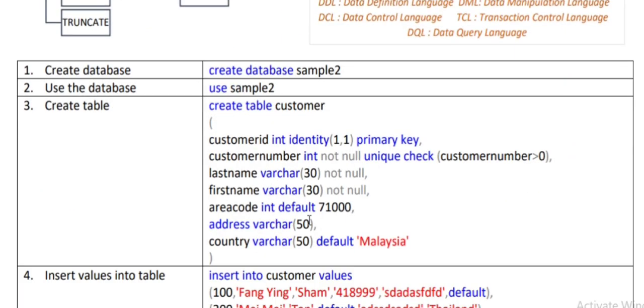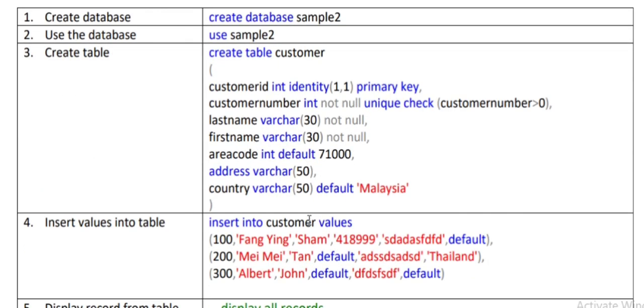DCL, data control language, has grant and revoke. TCL, transaction control language, has commit and rollback. And DQL, data query language, consists of only one command, that is select.